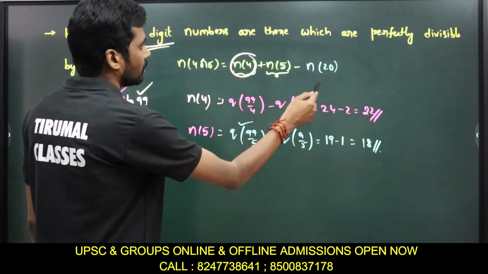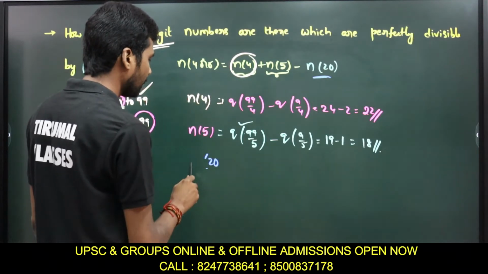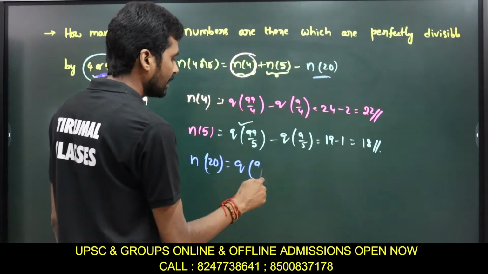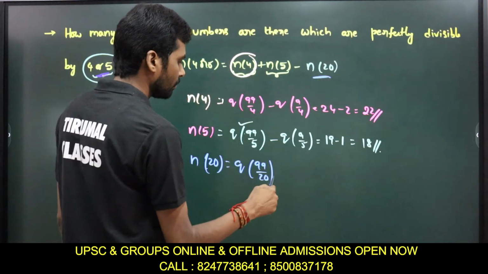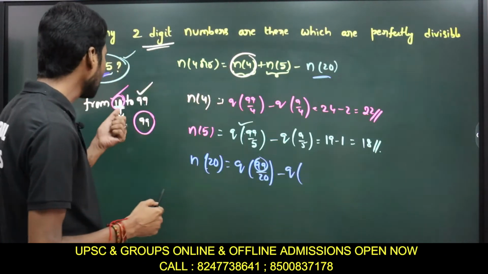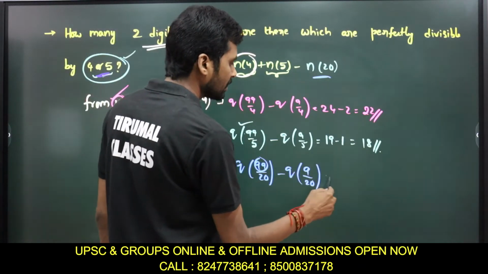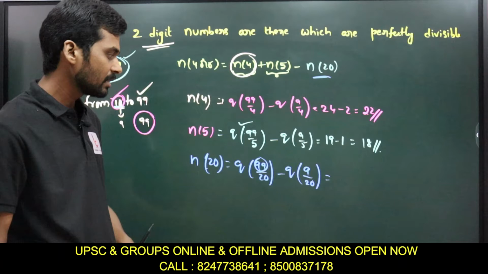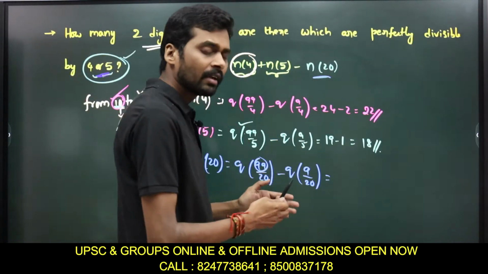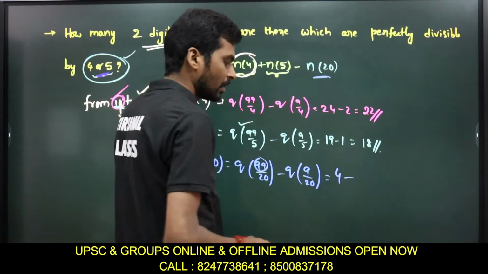The next thing is N of 20, the number of numbers which are divisible by 20. Again, the quotient of 99 divided by 20, this is the largest number, minus the quotient of the smallest number, 10 minus 1, 9 by 20. What quotient will we get? 99 by 20: 4 times 20 is 80, but we take only the quotient part, so 4, minus 9 by 20.